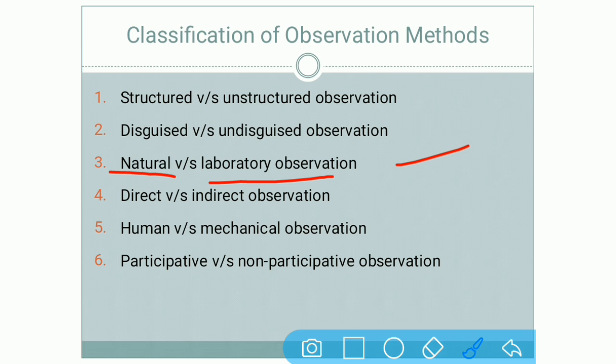So natural and laboratory observation means what? If settings are already available and you do observation in that existing setting, it becomes natural. Laboratory means you have to create a certain artificial setting.